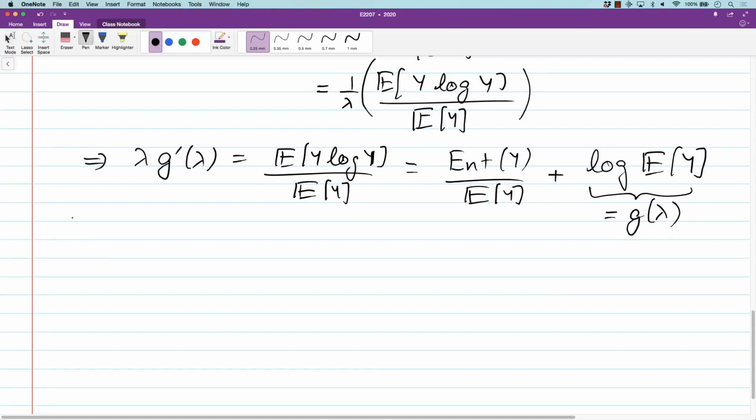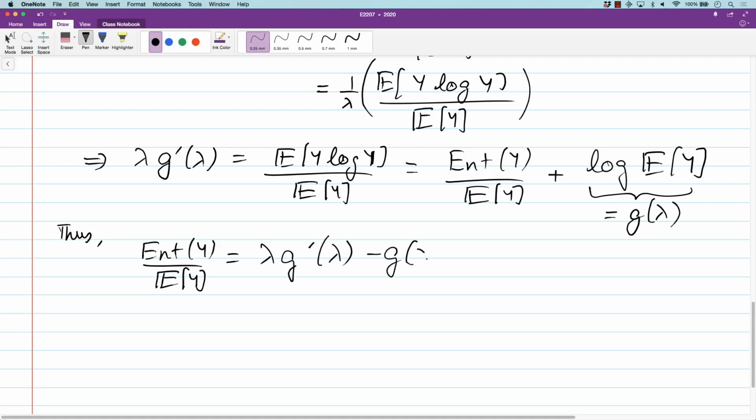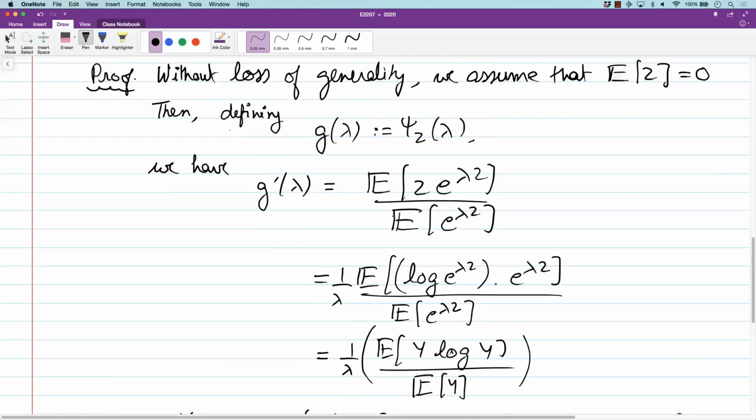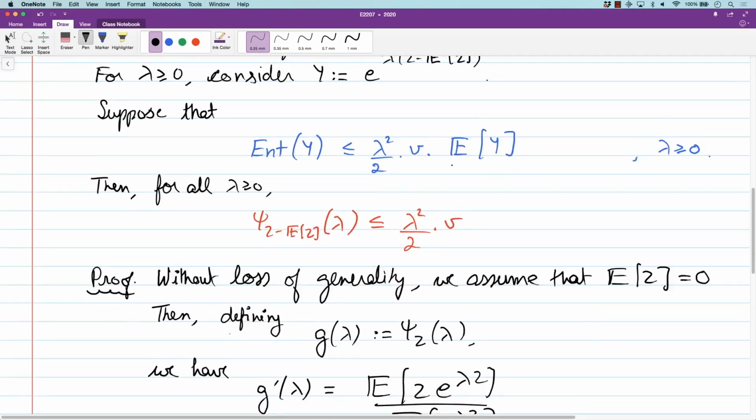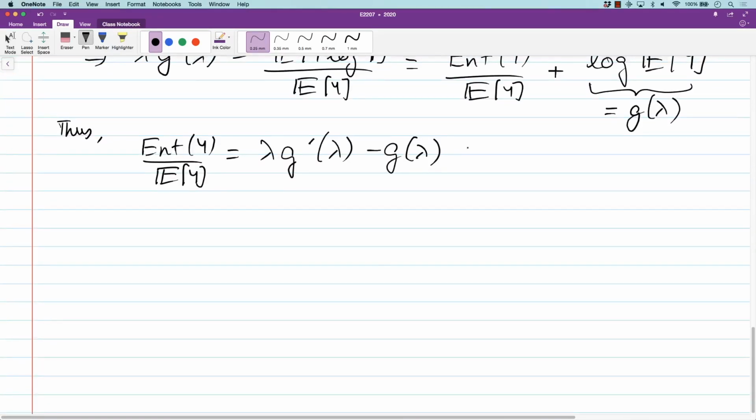So rearranging terms, what have we obtained? The entropy of y by expected value of y is exactly equal to lambda g prime lambda minus g lambda. But now let's look at our assumption. Our assumption for this random variable just says that this ratio is less than or equal to lambda square by 2v. That's exactly the assumption we are making. So this implies that lambda g prime lambda minus g lambda is less than or equal to lambda square by 2v.